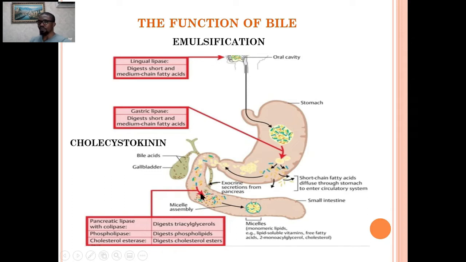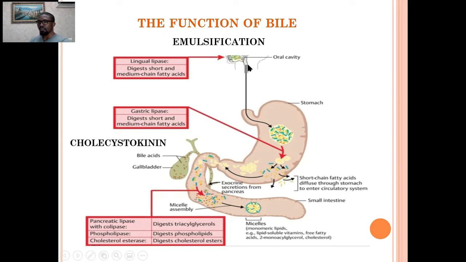That bile then travels from the gallbladder into the small intestine to mix up and package the fat so it can be absorbed easily. This short process of mixing and packaging of the bile in the small intestine is called emulsification.